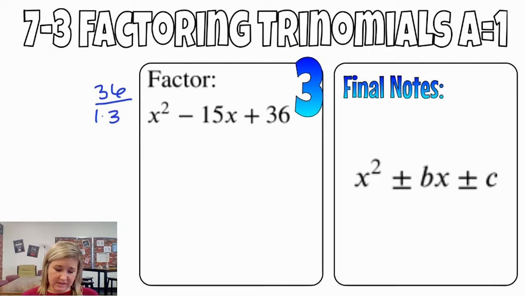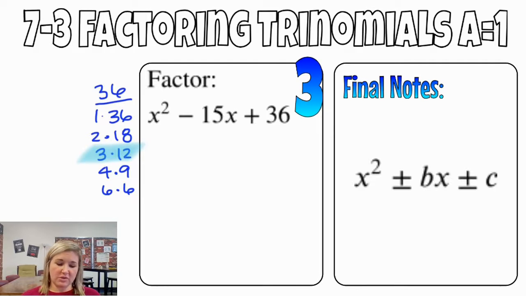So 1 times 36, 2 times 18, 3 times 12, 4 times 9, and 6 times 6. Almost forgot that one. So two numbers that add together to give me 15 are going to be right here at 3 and 12. So what that looks like is I'm going to have x minus 3 and x minus 12, because when I multiply a negative 3 and a negative 12, it's going to give me a positive 36.